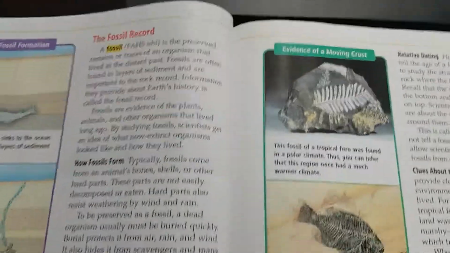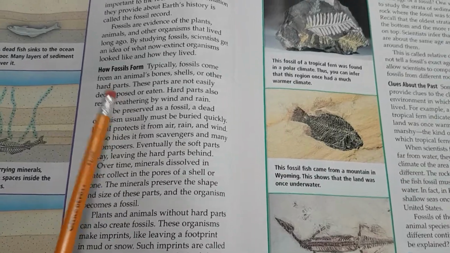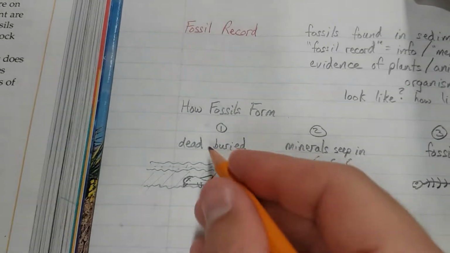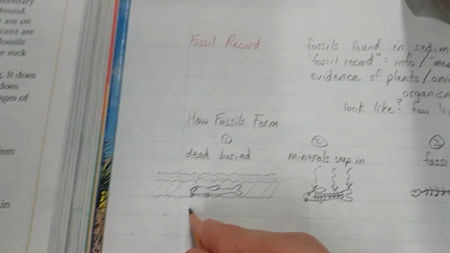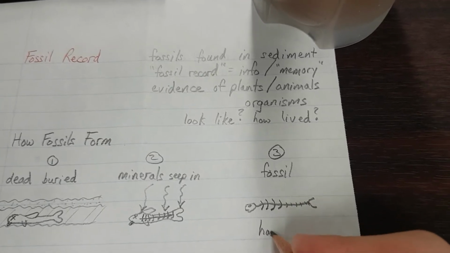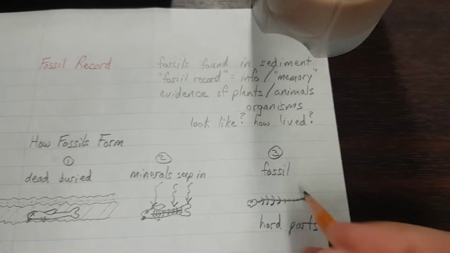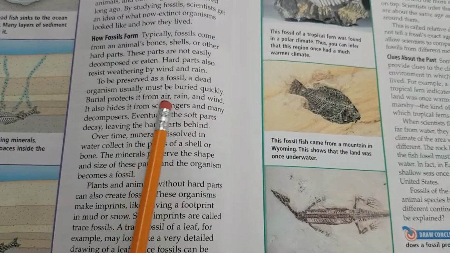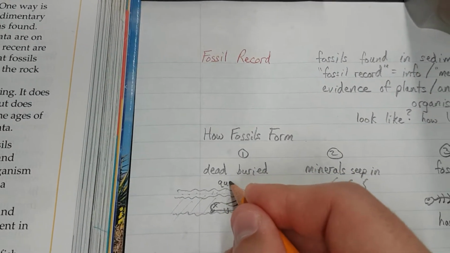Okay, now let's go ahead and write some words that they have here. Let's see. Fossils are normally hard parts, right? So over here, number 1, dead, buried. Oh, wait a second, you know what? Let's put it over here where fossil is. Hard, H-A-R-D, parts, P-A-R-T-S, because the fossil ends up being the hard parts. Has to be buried quickly. Okay, dead, buried quickly.